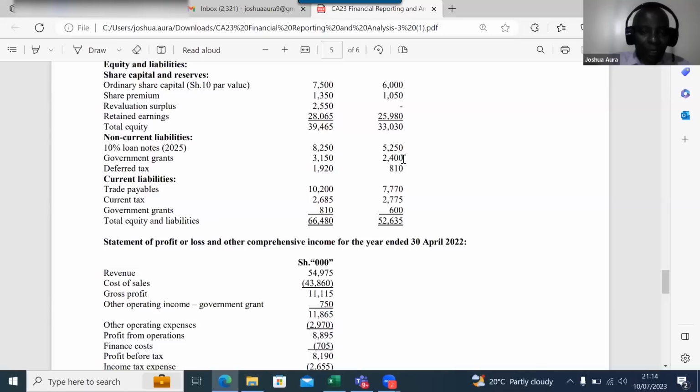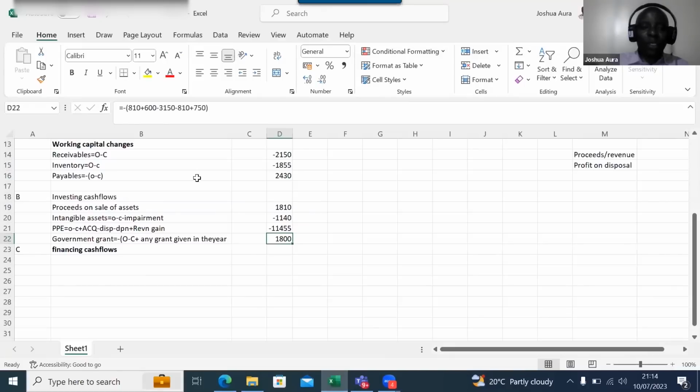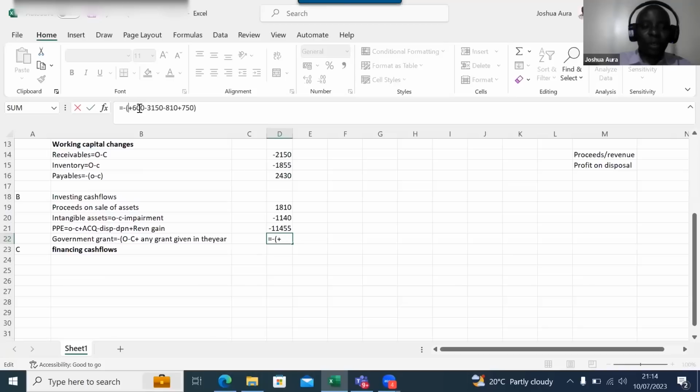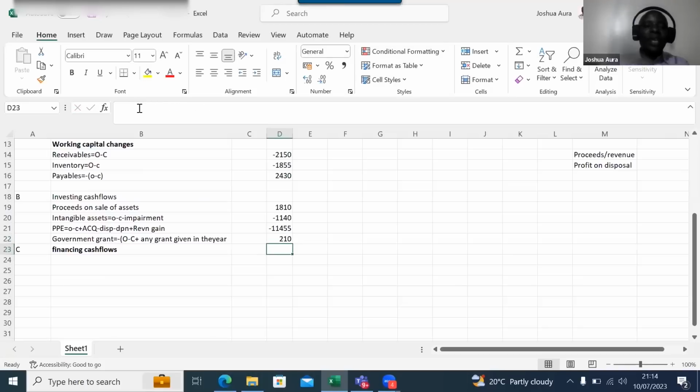The first one is 2400 opening plus 600. So it is this 2400. I took this wrongly. Government grant should be 2,400. The beginning balance here should be 2,400. How did I get that, really? Okay, so they are now getting 210. 2,400 plus 600.